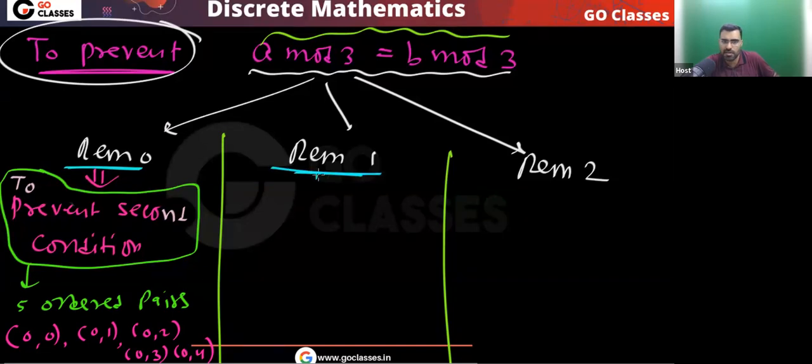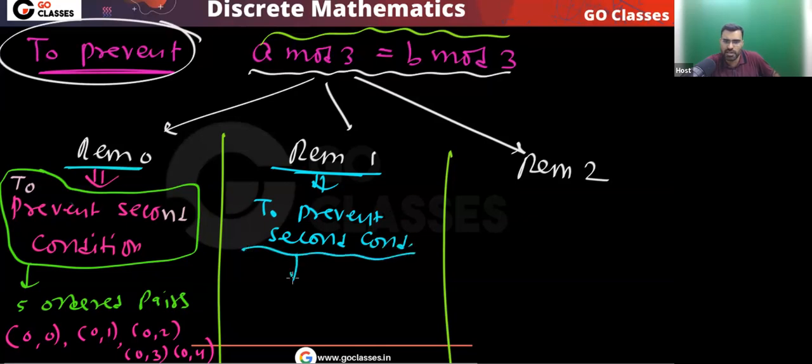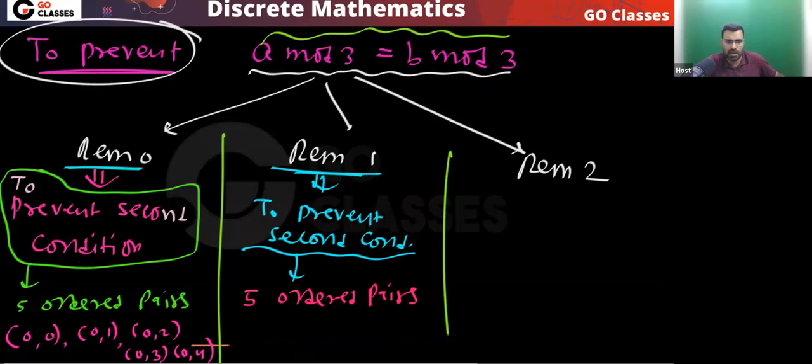Similarly, in this category, if you want to prevent the second condition, how many ordered pairs can you create? Again, you can create 5 ordered pairs. And the same thing will happen in the third one. For example, (1,0), (1,1), (1,2), (1,3), (1,4).